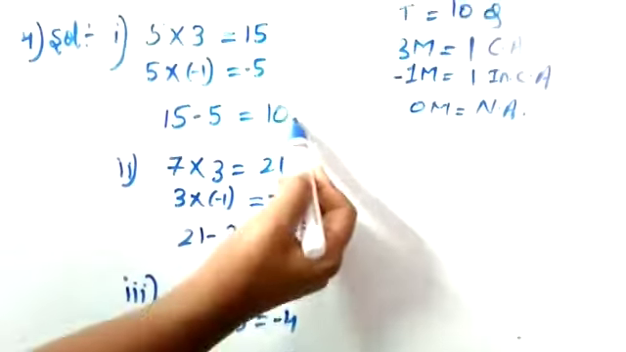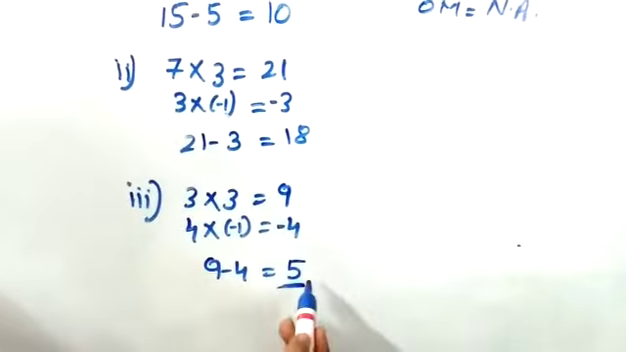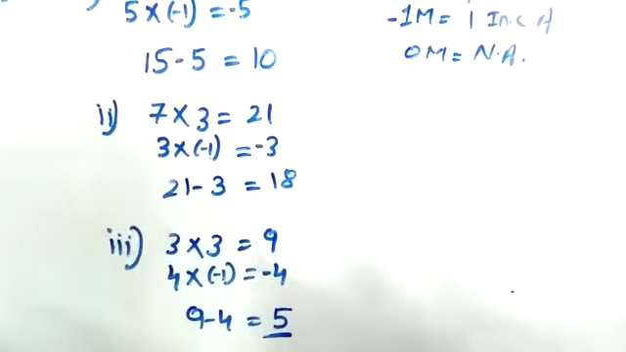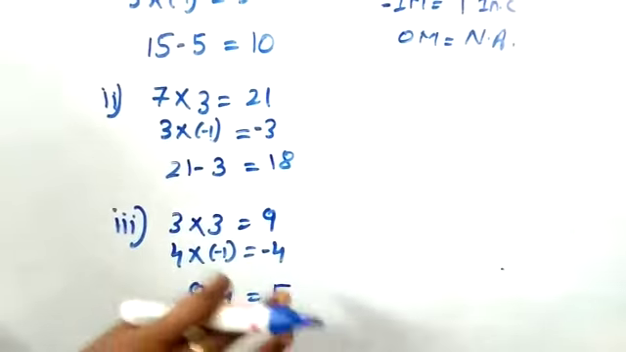Gopi gets 10 marks, Rashmika gets 18 marks and Rashmi gets 5 marks. She attempted only 7 questions, not 10 questions. She attempted only 7 questions. For that she got only 5 marks.